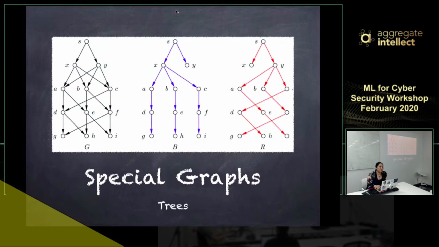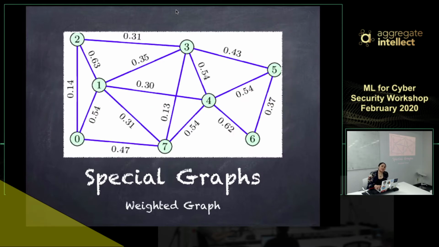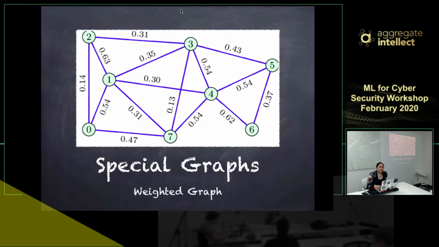Another special graph, the most famous one, is trees. I'm sure everybody knows what trees are. Weighted graphs can be considered a special graph. Weighted means either nodes or edges have weight, most often the edges, showing the weight of the connection between nodes.